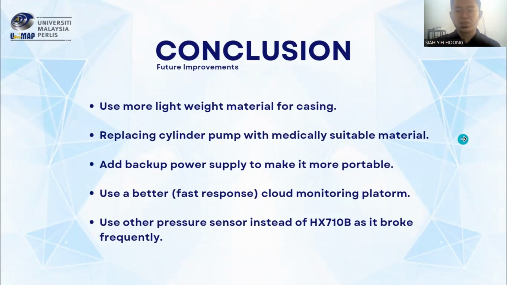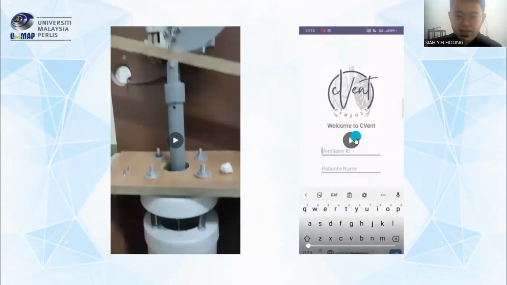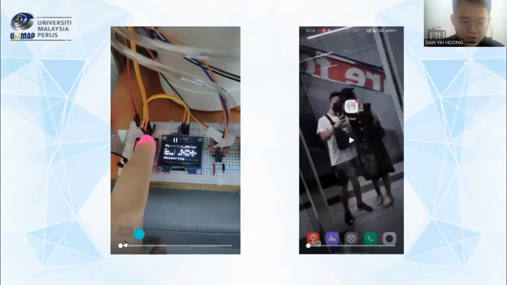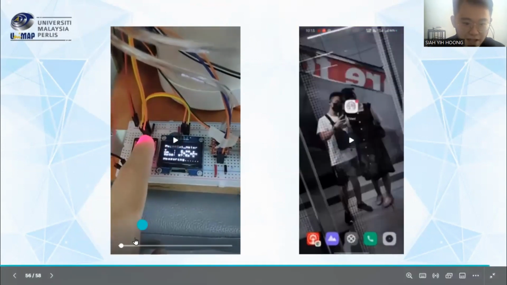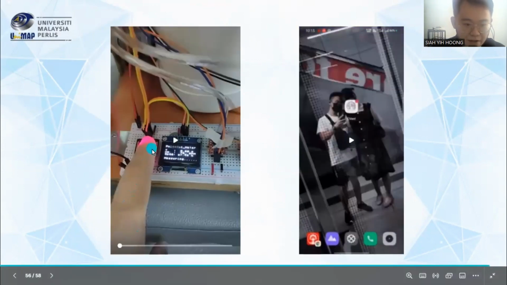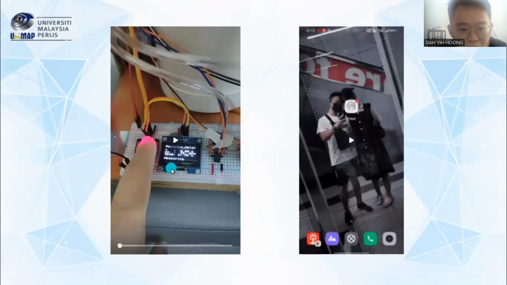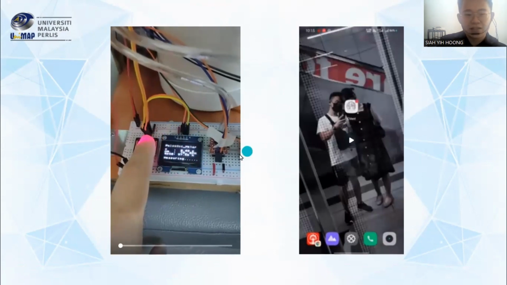Okay, so for the demonstration, initially we can observe that my finger is on the oximeter and it shows 70 bpm and 97.46% oxygen level. So it means that my pulse, beats per minute, is being measured, and also the oxygen level.